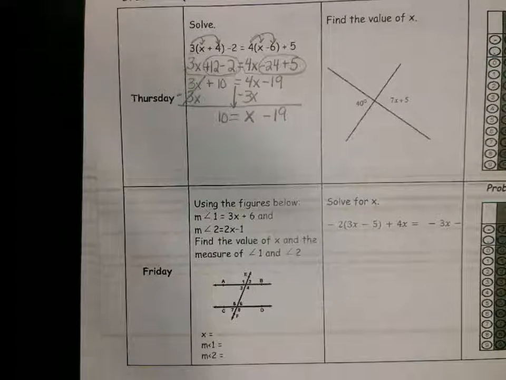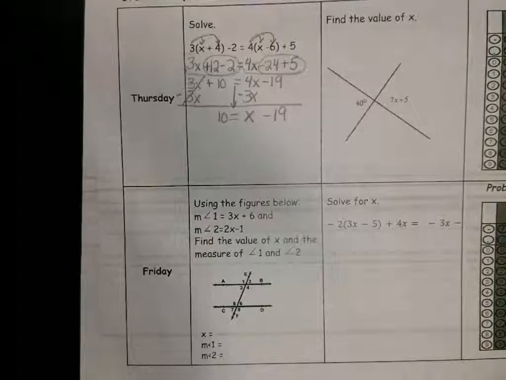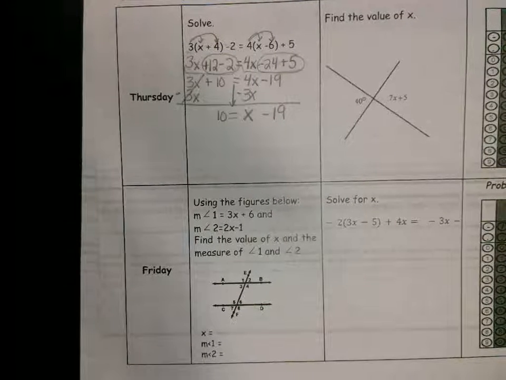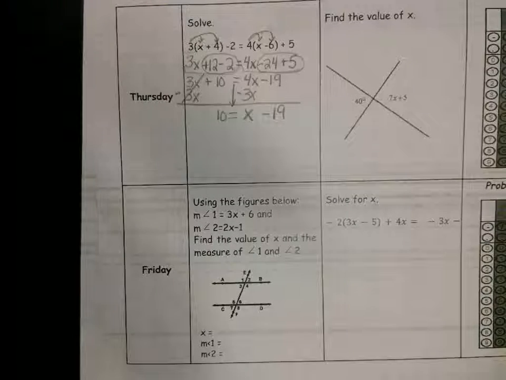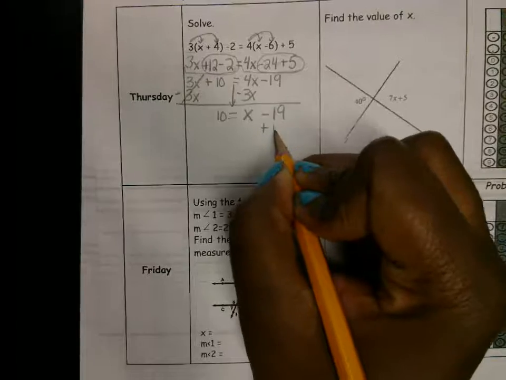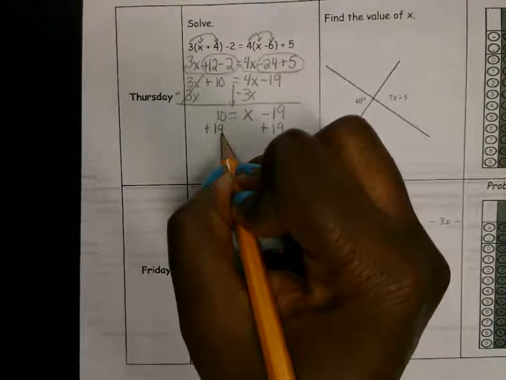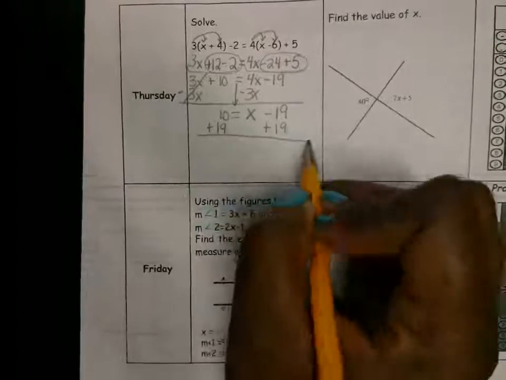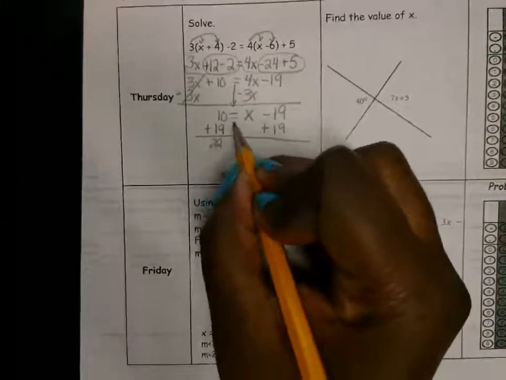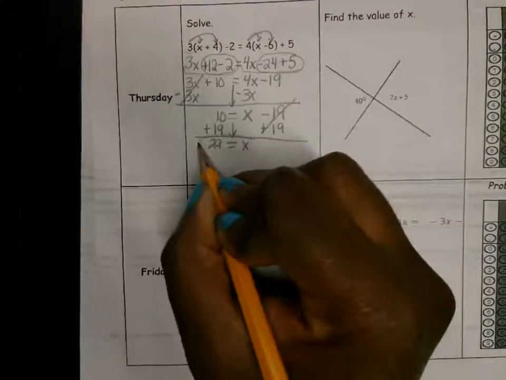Now what do we do in order to get x by itself? Get rid of negative 19. How do you get rid of a minus 19? Positive 19. Very good. We're going to add 19 to both sides. What's 10 plus 19? 29. So we get x is equal to 29 because this is 0.